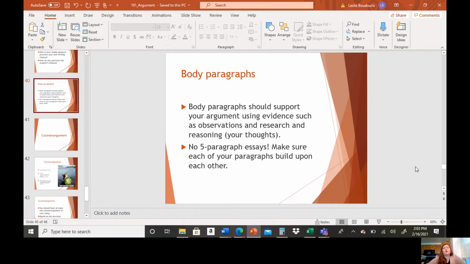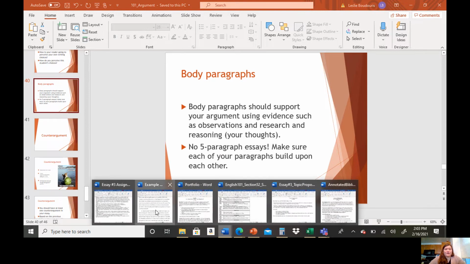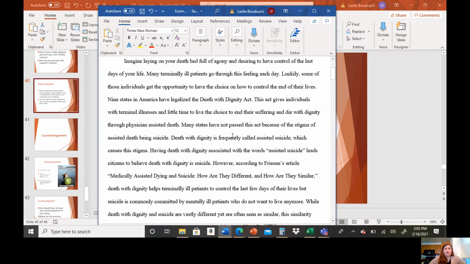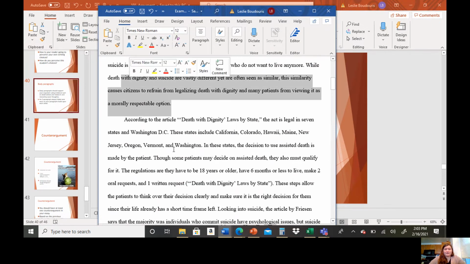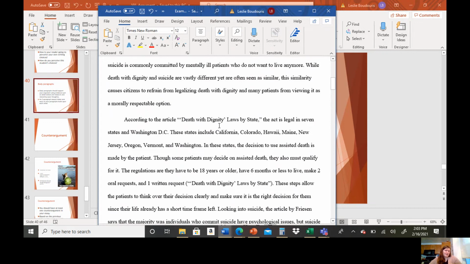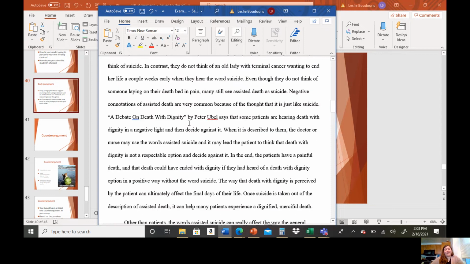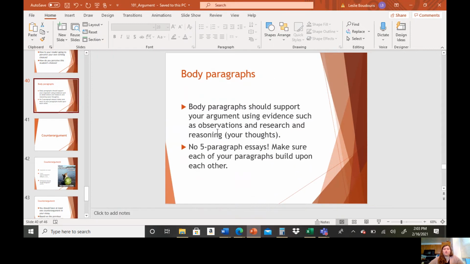Body paragraphs should support your arguments using evidence such as observation, research, and reasoning. Don't write a 5-paragraph essay. What I like about the example essay we're reading for essay number 3 is that it's not a 5-paragraph essay. If you're confused about how she's doing that, read the last sentence of a paragraph and think about how it builds into the next paragraph. You could briefly summarize what each paragraph is talking about and see how it builds onto the next. You can also do that with your own. If you're struggling with breaking out of the 5-paragraph essay, definitely look at these example essays to see how they break out of that.